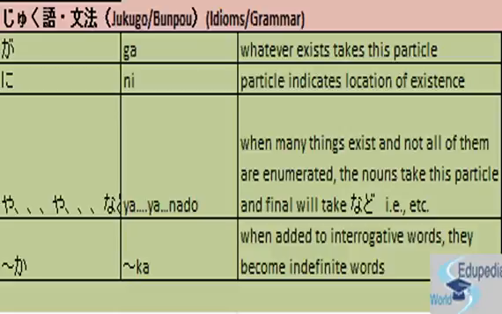To differentiate between wa and ga in a better way, I'll give you an example. For example, who are you? Watashi wa. I'm asking who are you. You say my name is Priya. Watashi wa Priya desu. Now I'm asking who is Priya. For that you will answer Watashi ga Priya desu. I am Priya.